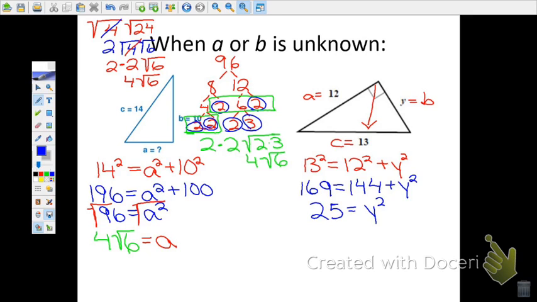So y squared equals 25. I need to take the square root of both sides. What's the square root of 25? 5. And there is our answer.